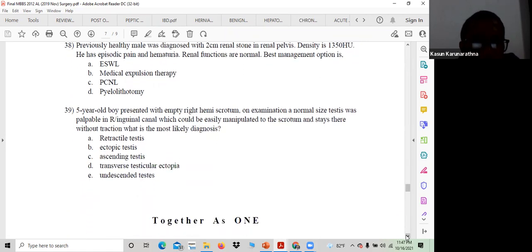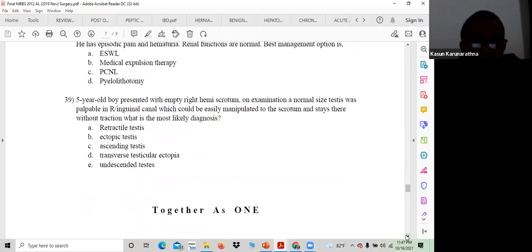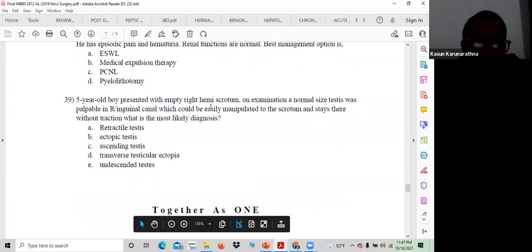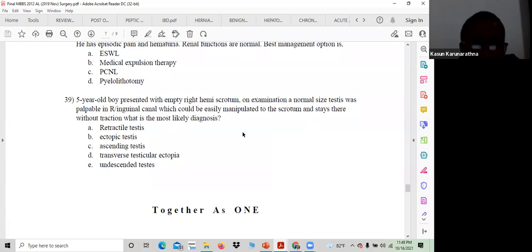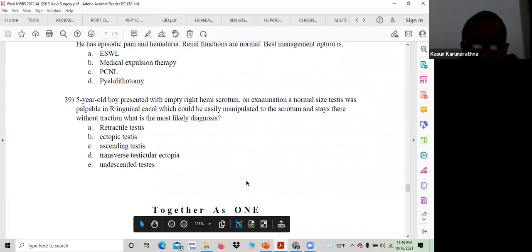Again, this 5-year-old boy presented with an empty right hemiscrotum on examination. A normal size testis was palpable in the right inguinal canal, which could be easily manipulated to the scrotum and stays there without traction. What is the most likely diagnosis? What is the answer for this? It's retractile testis. You can easily take the testis into the scrotum and it stays there without traction.